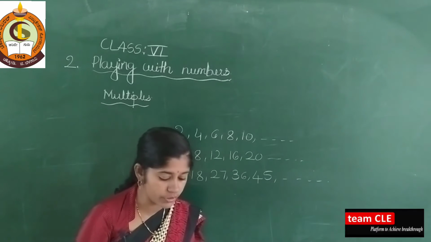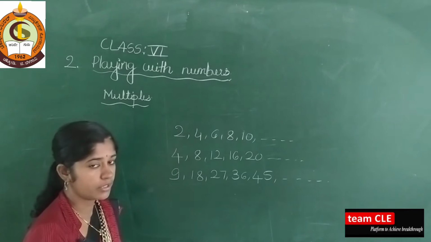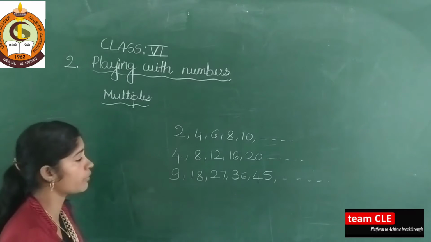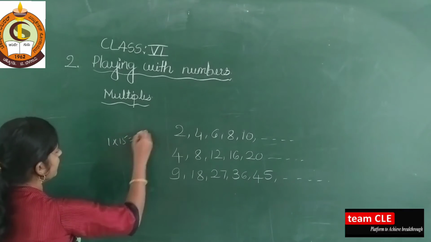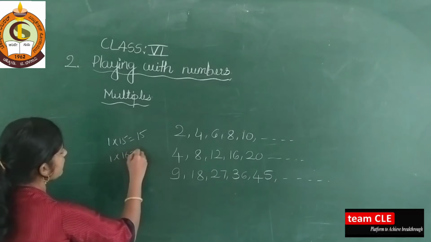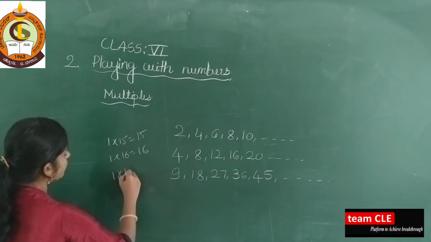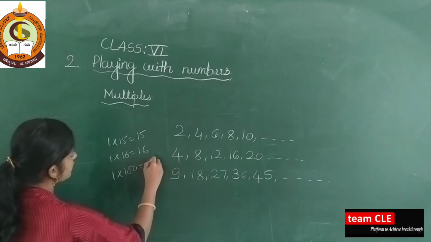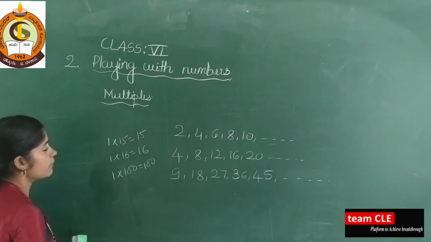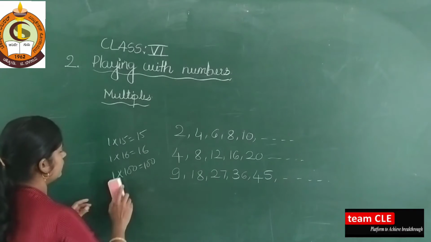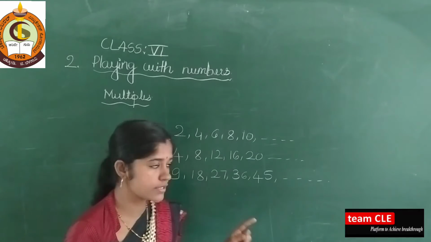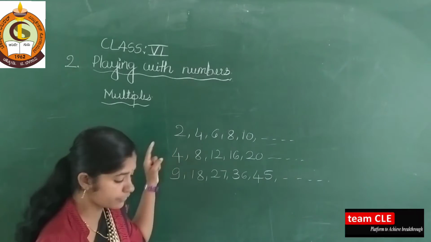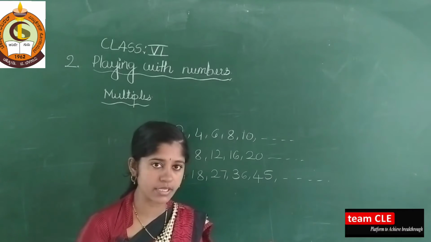Next one is every number is a multiple of 1. Take here 1 into 15 is 15, 1 into 16 is 16, 1 into 100 is 100. Means every number is a multiple of 1. So property number 1 is every number is a multiple of itself, and every number is a multiple of 1.